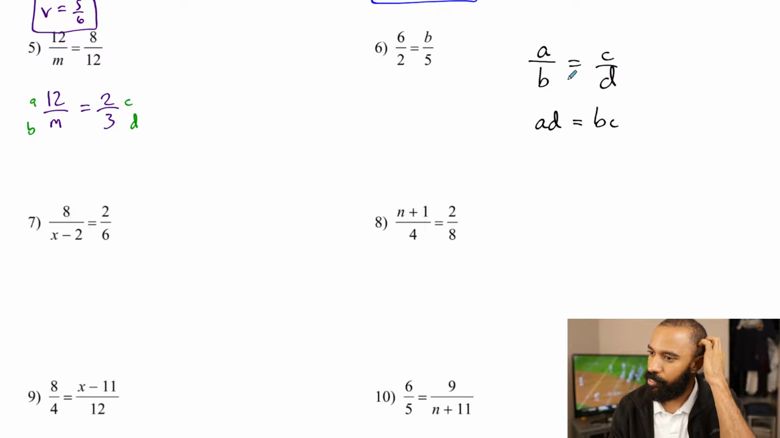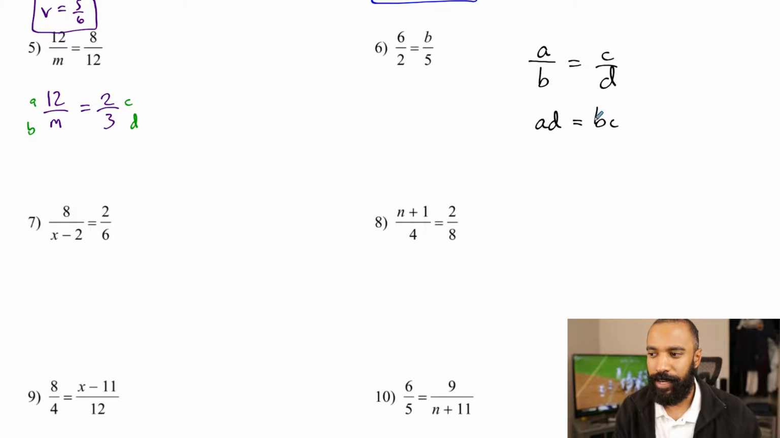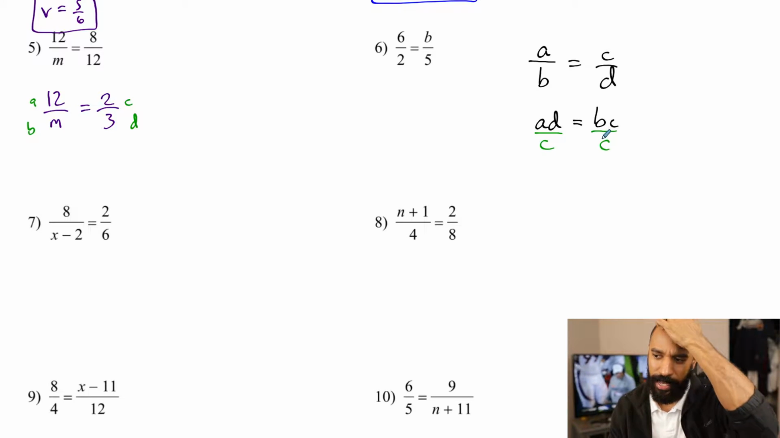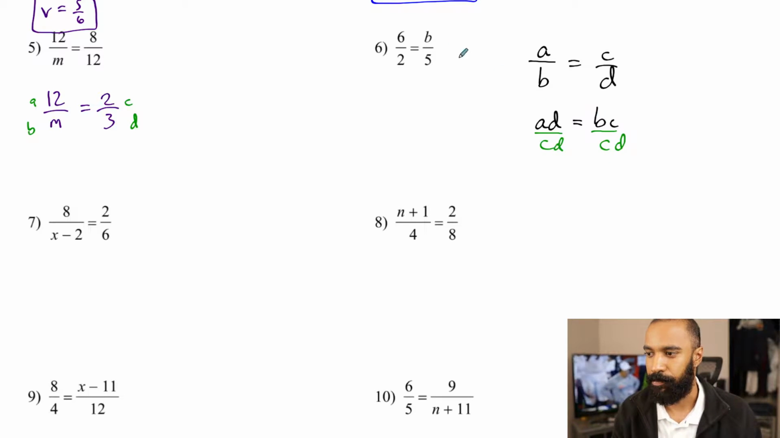Instead of having B and D in the denominator, and I'm not saying let's have A and C in the denominator, let's mix things up a bit. What if I divide both sides by C? And then what if I divide both sides by D again? So by C and by D right here. C's cancel on this side, D's cancel, become 1 on this side. Now I have A over C equals B over D.